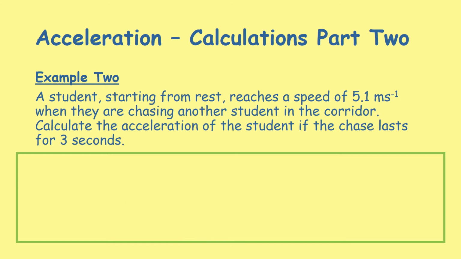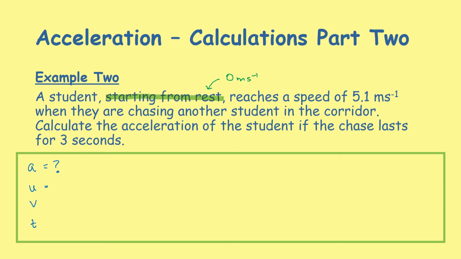Example 2. A student starting from rest reaches a speed of 5.1 meters per second when they are chasing another student in the corridor. Calculate the acceleration of the student if the chase lasts for 3 seconds. Again, it's the acceleration that we're calculating, and we need the initial speed, the final speed, and the time. Looking at the question, similar to earlier today, there is a key word here that we're noticing. The key word is starting from rest, that word rest there. And remembering back to previously, that means that the student is starting from a speed of 0 meters per second.